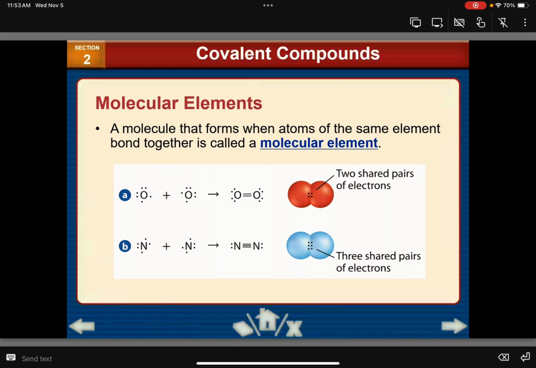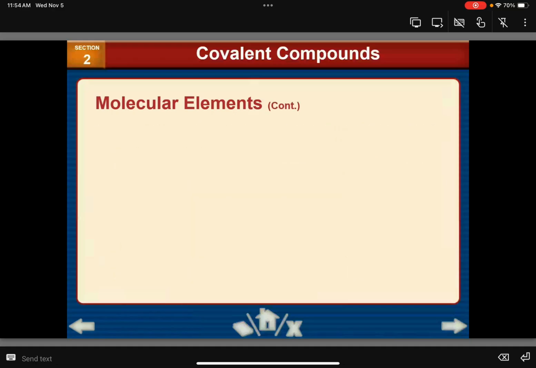So when we look at these ones, the oxygen has 2 electrons that are unpaired. Well, if they meet up with another oxygen atom that has 2 unpaired electrons, you're going to share those 2 pairs with each other, forming a double bond here. We have a diatomic molecule or a molecular element. Nitrogen has 3 unpaired electrons in each atom. And so if they share those electrons, then we get 3 shared pairs of electrons, and again get a diatomic molecule.